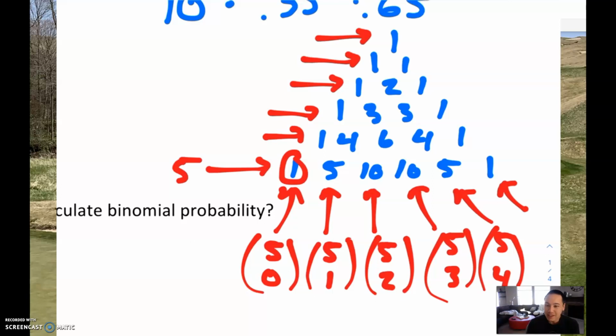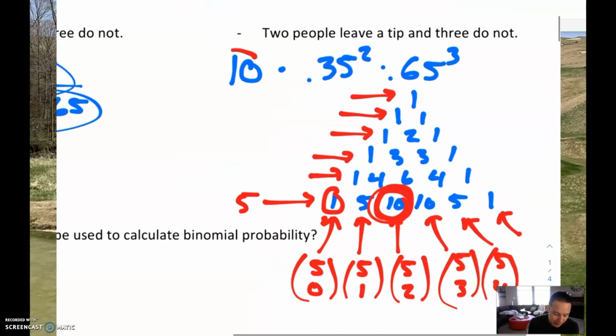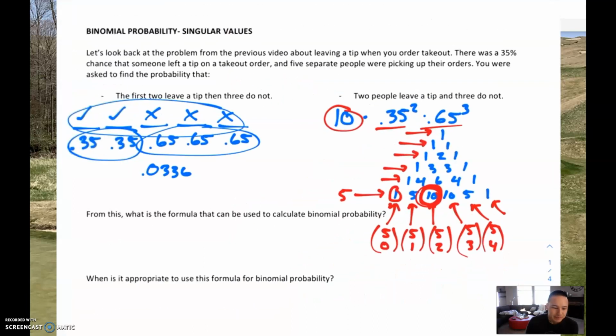And so what's happening in this one is we have 5 people going out for takeout, and we're choosing 2 of them that will leave a tip. 5 choose 2 is this number right here, which told me that there were 10 different combinations of that pattern happening. So that's how I ended up getting 10, and then we multiplied it by the corresponding probabilities. So that's essentially what we're going to be doing today when we're calculating binomial probability.